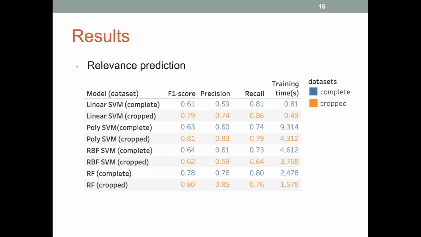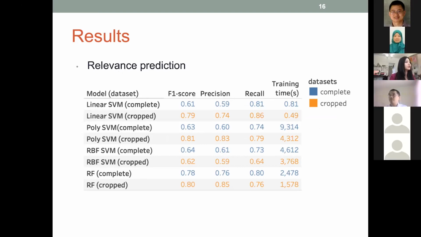And the results of our first step, which is relevance prediction, are summarized here. The models generally perform better on the crop data set compared to the complete data set. And the linear SVM model highlighted here had a comparable performance to the best model, but was much faster to train. And since the next step requires repeated binary classification, we chose this model to predict the specific permission types.